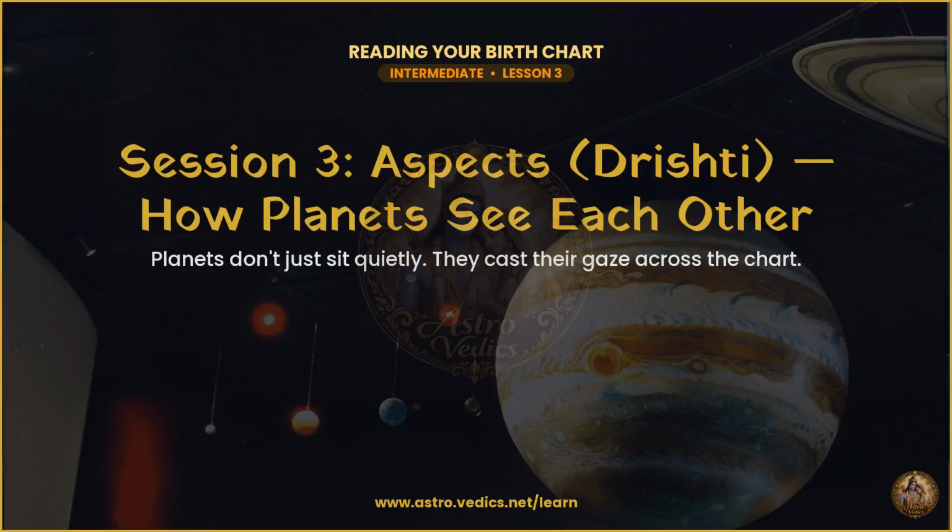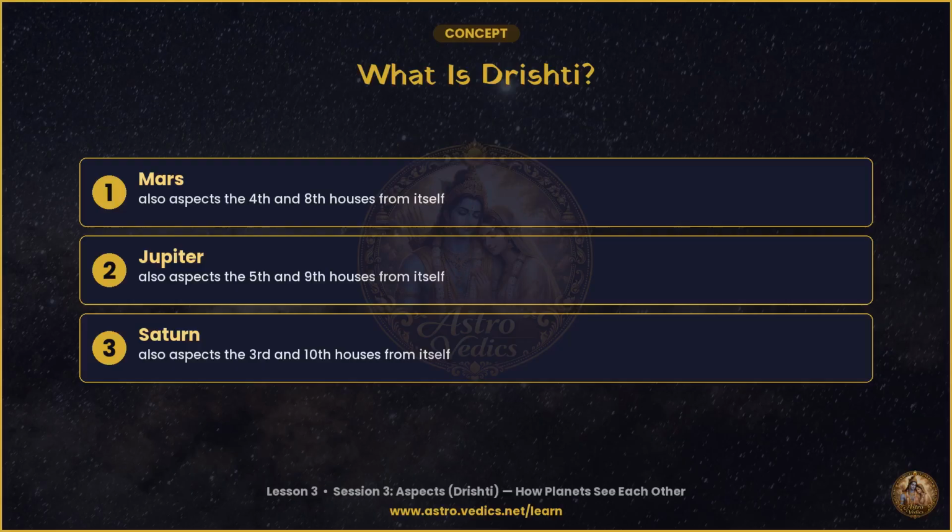Planets don't just sit quietly, they cast their gaze across the chart. What is Drishti? In Vedic astrology, every planet has a gaze, called Drishti, literally sight. When a planet aspects a house or another planet, it influences that area even without physically sitting there.